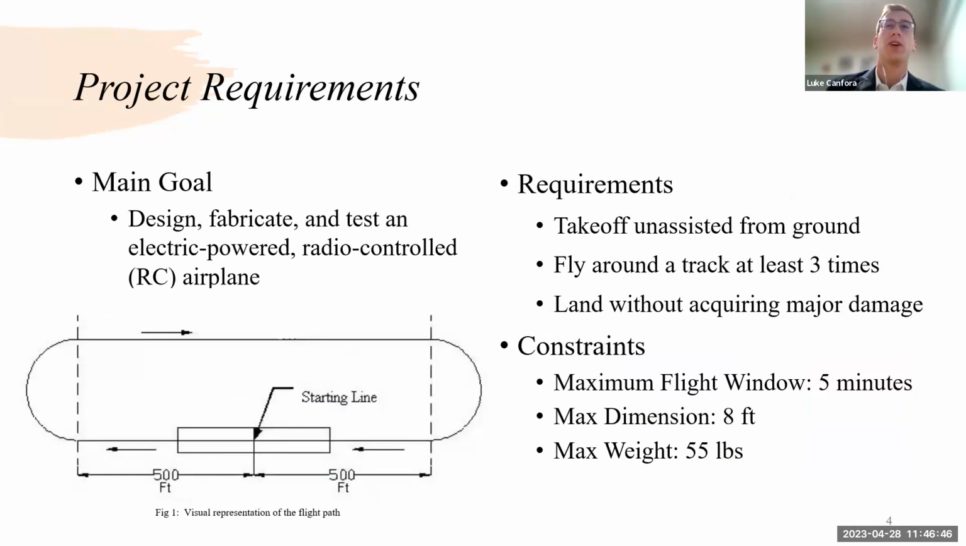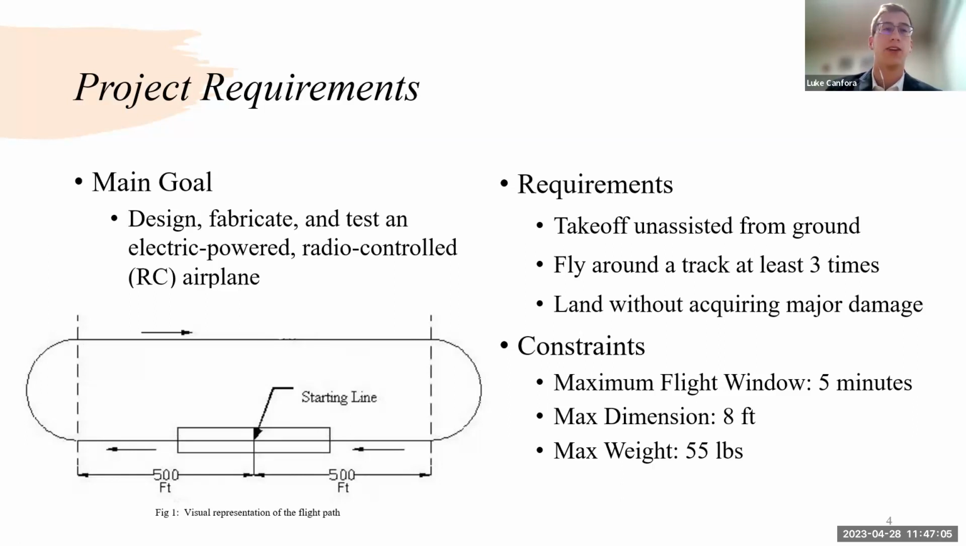Okay, so the primary objective of this project was to design, build, and test a radio-controlled airplane, an RC aircraft. We had some requirements that we needed to meet. We needed to be able to have the plane take off under its own power. There could be no assistance from the group. We couldn't push it or throw it.